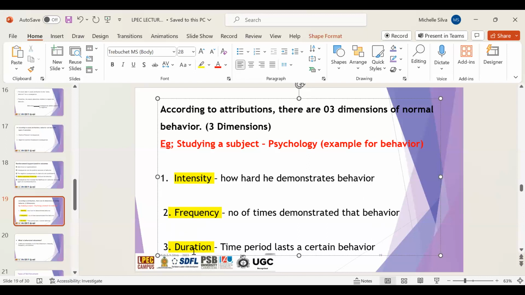So basically, when we talk about reinforcement, normally we give reinforcement to demonstrate that behavior again and again. So simply to increase the intensity, the frequency, the duration. So reinforcement increases all 3 dimensions of behavior. Like let's say appreciation. When somebody appreciates your behavior, then automatically your intensity, your frequency and your duration should increase. Otherwise, we cannot tell that your behavior will become strong because of this reinforcement.